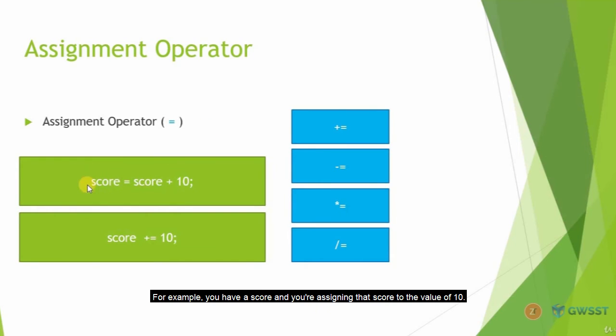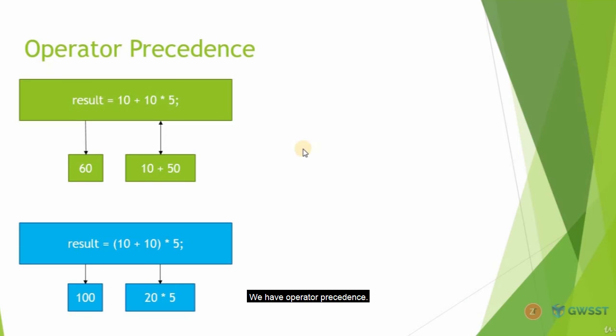For example, you have a score and you are assigning that score to the value of 10. So you'll be basically writing score is equal to score plus 10. One of the easiest way to write this is simply specifying score plus equal to 10. There is no mandatory rule that you have to use only this one or this specific one. You can choose which one is easier to use. The same way we have options for other operators like plus equal to, minus equal to, multiplication equal to, and division equal to.